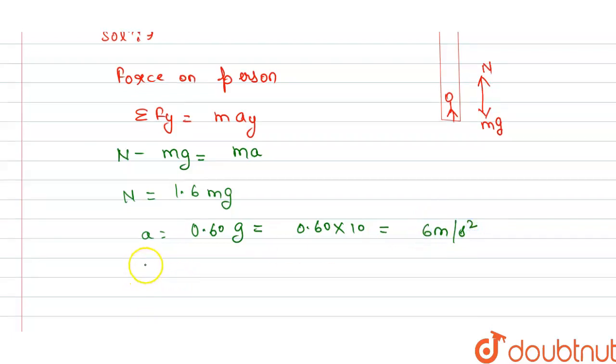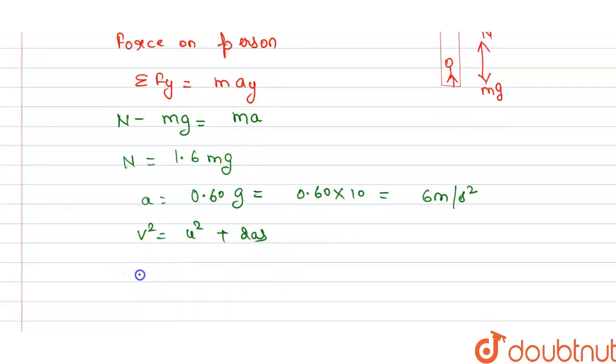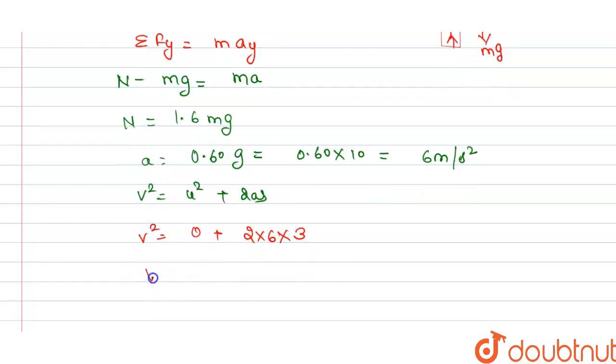We know the equation of motion, v squared is equal to u squared plus 2as, where v is the final velocity and u is the initial velocity. So v squared is equal to 0, the initial velocity, plus 2 times a, which is 6, and s is the distance, which is given as 3. So v squared is 2 into 6 into 3, which is 36.